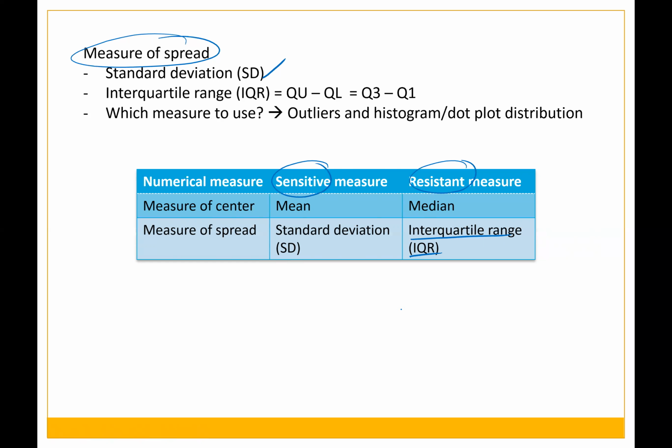So as long as you can put them in order, usually the outliers are going to be near the maximum or near the minimum, and so it doesn't really affect the Q1 and Q3. The interquartile range is Q3 minus Q1. Which measure to use depends on outliers and the histogram distribution. If you have a symmetric population, then mostly you can just use mean and standard deviation. But if you have a skewed distribution, usually you're going to use just the median and interquartile range.